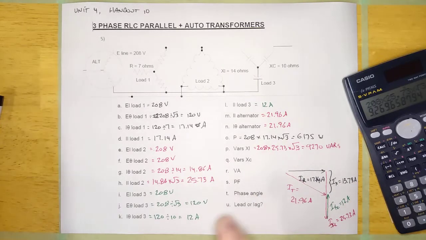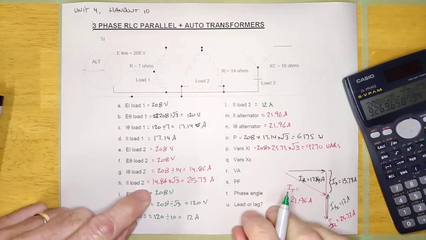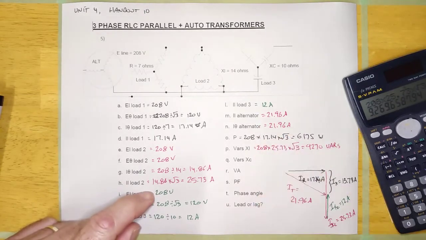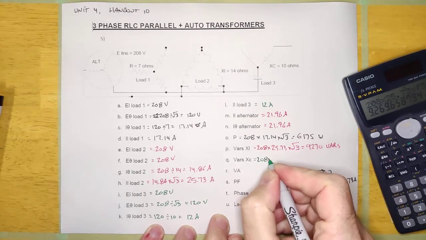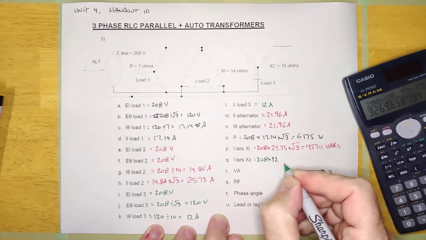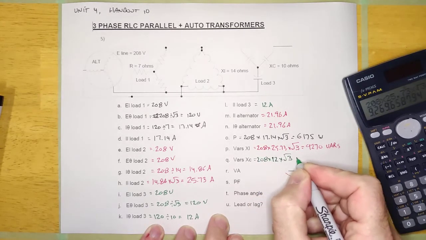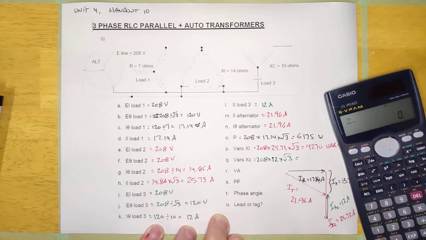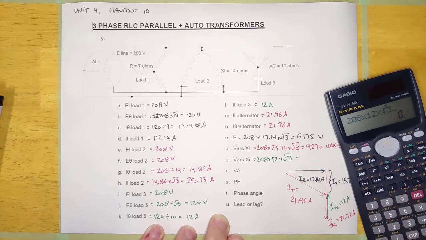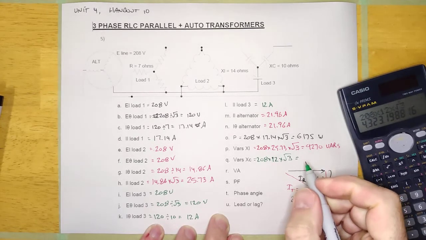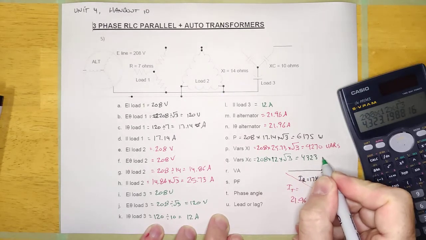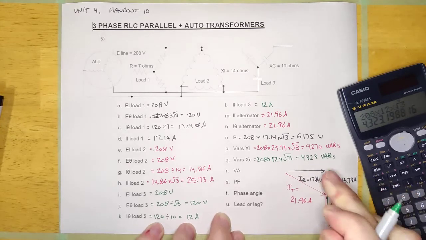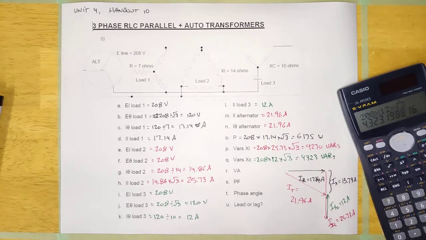Okay, guys, and then the last one, vars XC, it's going to be the voltage for the capacitors times the current of the capacitors times root 3. So this is going to be 208 times 12, okay, times root 3. Is this easy, guys? I don't know. It's easy to make a mistake. So you've got to go carefully. And if you go carefully, hopefully it's easy.